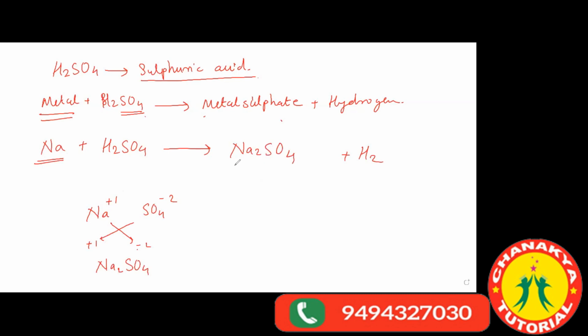Right? You can check here, 2 hydrogen is there. Here is 2 hydrogen. 1 sulfur, 1 sulfur. 4 oxygen, 4 oxygen. Now here 2 sodium and here only 1 sodium. And for balancing, this sodium needs to be multiplied by 2. So this is a balanced equation. Clear? Yes, ma'am. Fine. See the next one now.